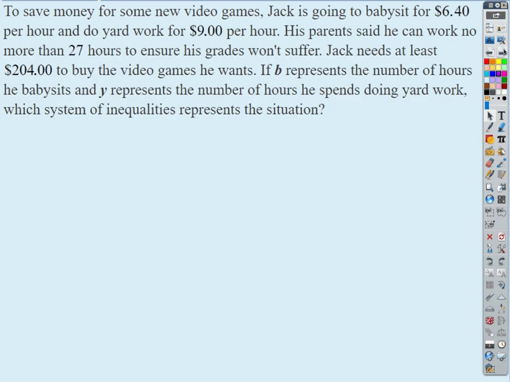Okay. So what about this one? This is the one, I think we went through this before, something just like this. So this guy wants to save money to buy a video game. He's going to work 2 jobs: babysitting for $6.40 an hour and doing yard work for $9 an hour. They tell us what the variables are. Look, they tell us that B represents the number of hours he babysits, and Y represents the number of hours he spends doing yard work.